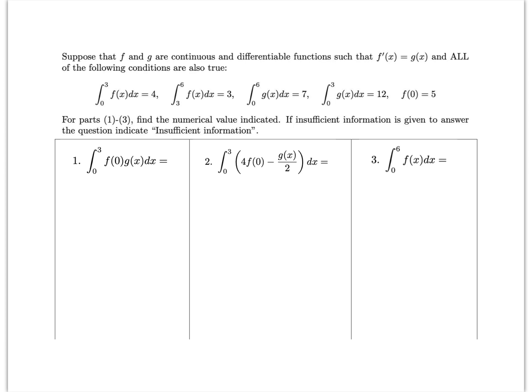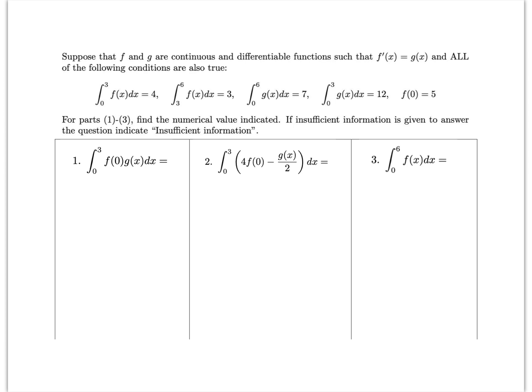Suppose that f and g are continuous and differentiable functions such that f prime equals g, and all of the following conditions are also true. For parts 1 through 3, find the numerical value indicated, and if there's insufficient information, we just write insufficient information. So the integral from 0 to 3 of f of 0 times g of x dx.